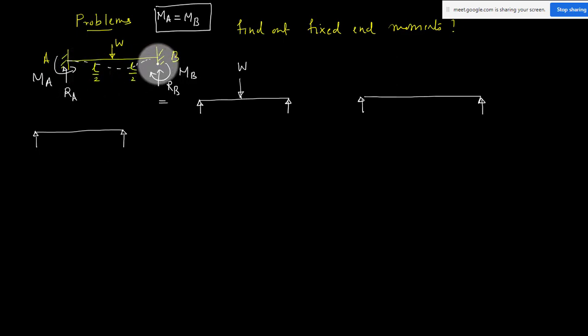So we can see there are four reactions, four unknowns. That is why we cannot find MA and MB from the equilibrium equations. So we have to go for the moment area method. So this is your beam. I will draw the free body diagram for this beam. I have a vertical reaction at A and a vertical reaction at B, and I have the moment MA and moment MB.